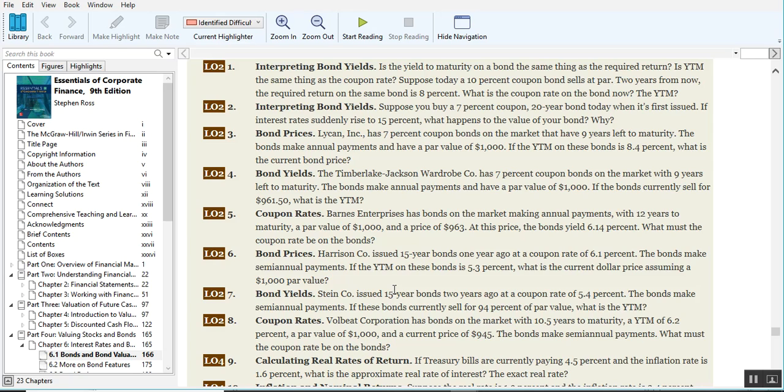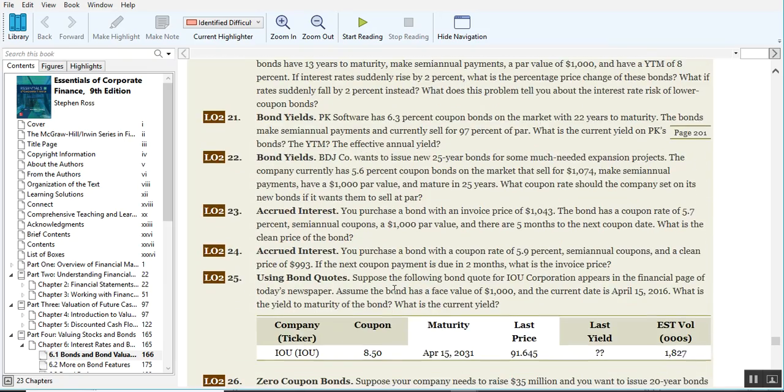And then number 23 in these questions is, you purchase a bond with an invoice price of $1,043. The bond has a coupon rate of 5.7%, semi-annual coupons, a $1,000 par value, and there are 5 months to the next coupon date. What is the clean price of the bond? Well, what you're going to do is calculate how much interest is being purchased by the new purchaser. How much interest are you purchasing on that bond at the time when you purchase it? The owner of the bond is only getting interest up to the time of the sale, so you have to split that interest payment with the previous owner.